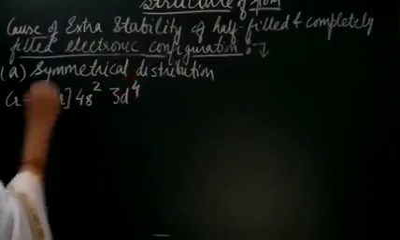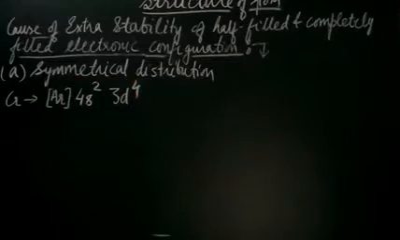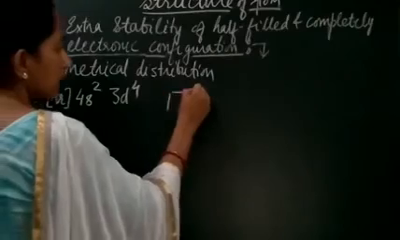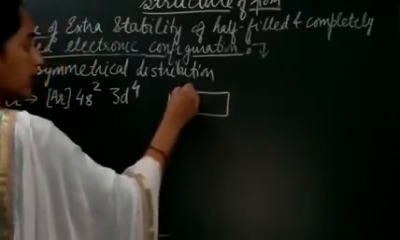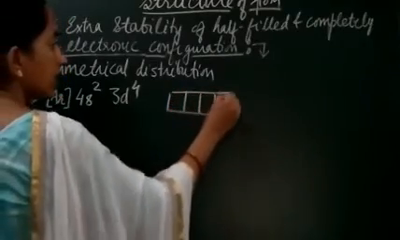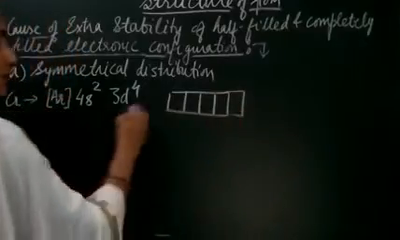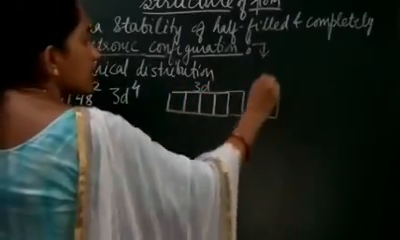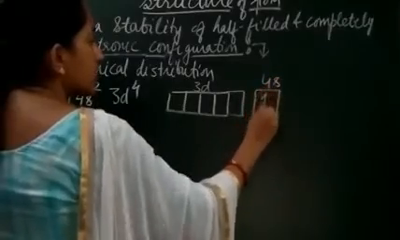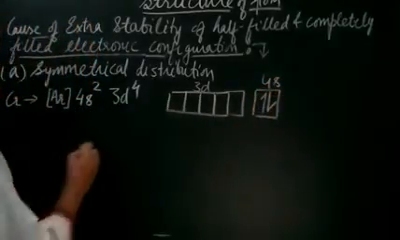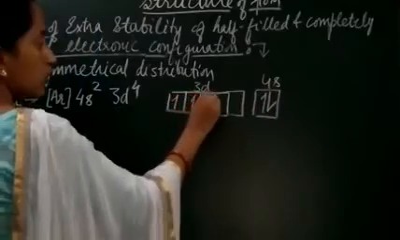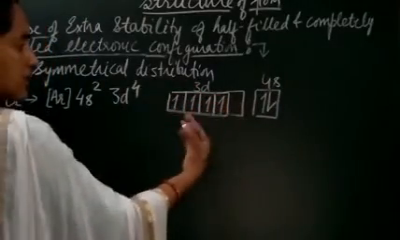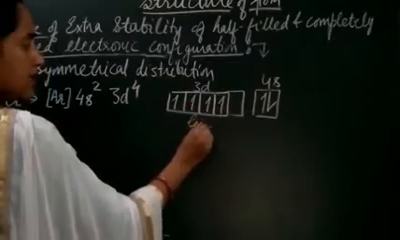Now student, this was the incorrect one. How can we explain that? This is 3d here, and this is 4s. It has 2 electrons, and this has 1, 2, 3 and 4. You can see that it is appearing less symmetrical.